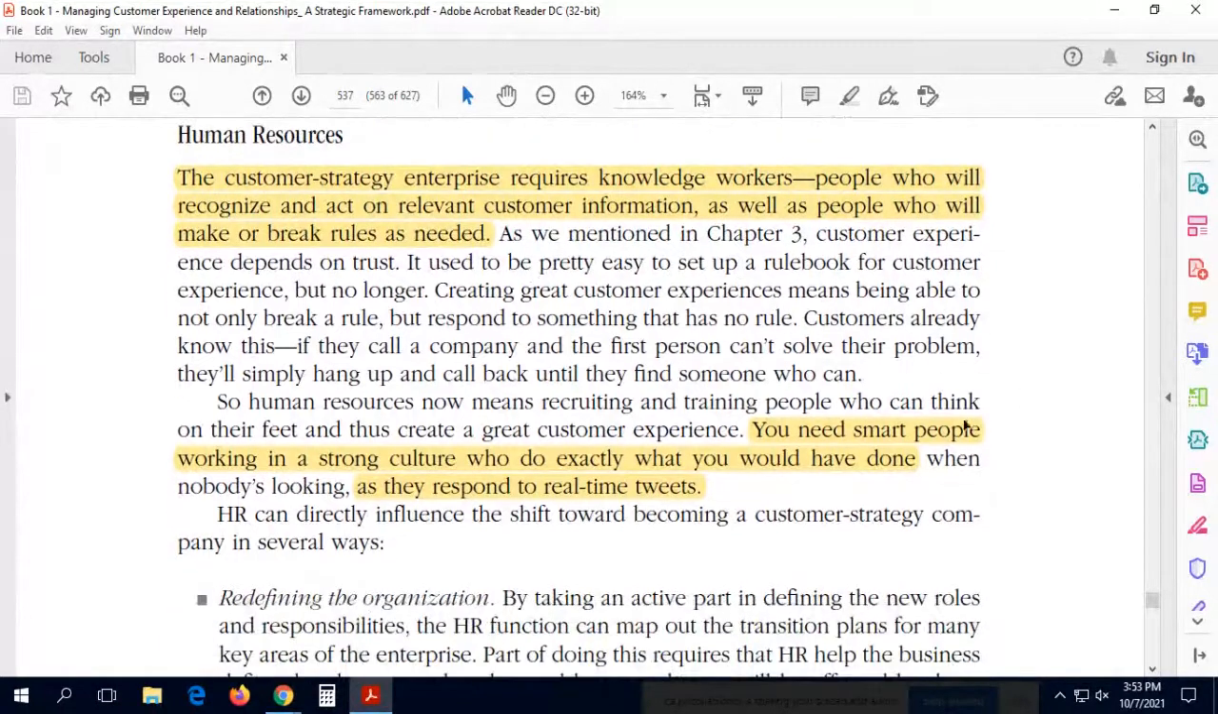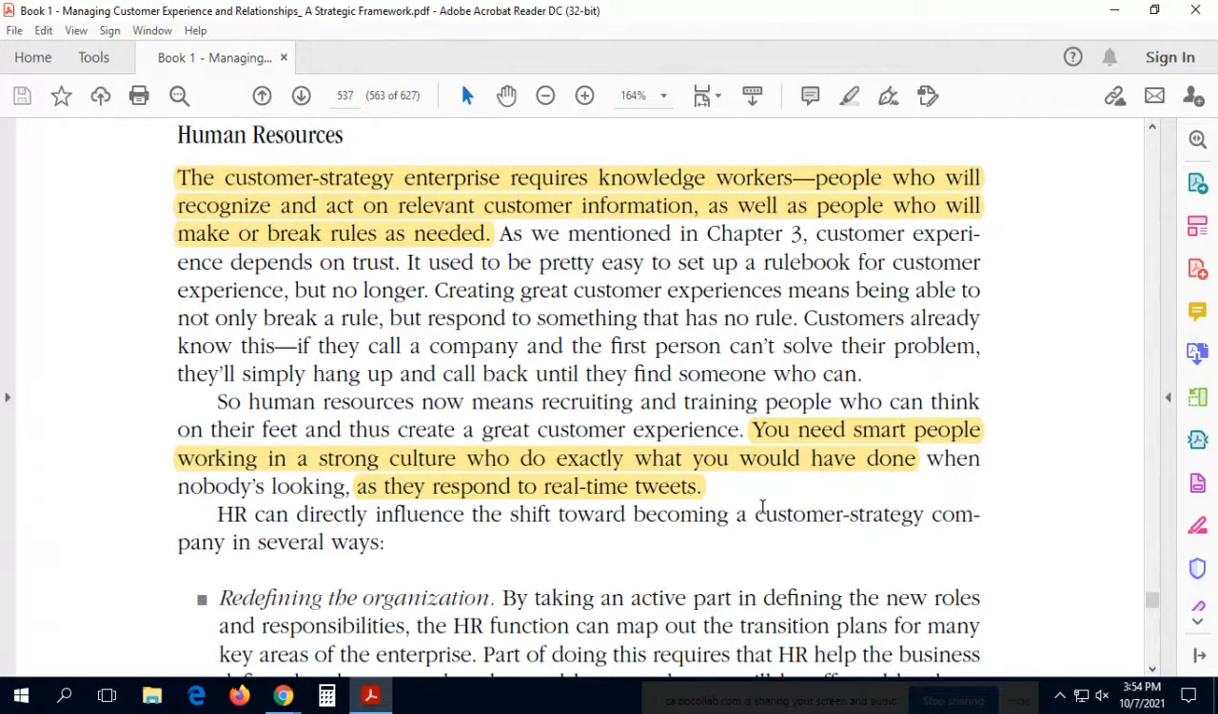Very important to satisfy your client. You need smart people working in a strong culture who do exactly what you would have done, as they respond to real-time tweets or real-time complaints or real-time calls, whatever it is. So what they are trying to say is that not everything can be documented. It's not possible to document everything, and it's not possible to think about all different types of situations and then tell your customer reps that if this happens, do this, if this happens, do this, if this happens, do this.